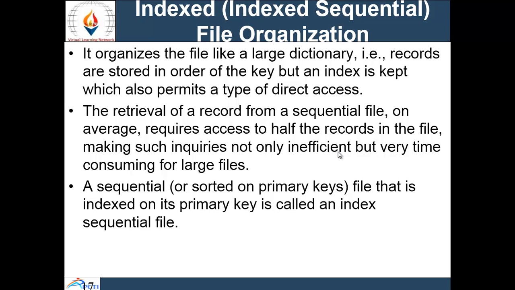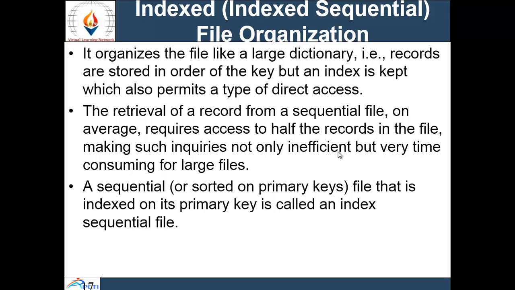After the sequential files, next is indexed sequential file organization, in which the data is organized into records which are composed of fixed length fields, and records are stored sequentially. It organizes files like a large dictionary, that is, records are stored in order of key, but an index is kept which also permits a type of direct access. It means it combines the features of both sequential files as well as direct access files.